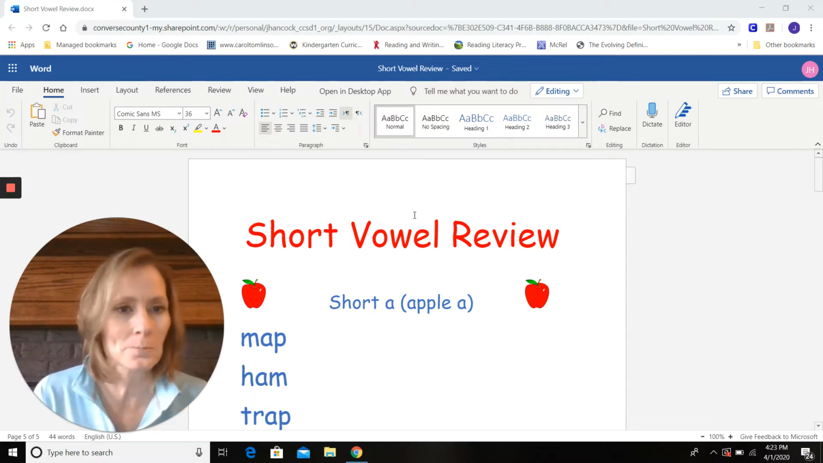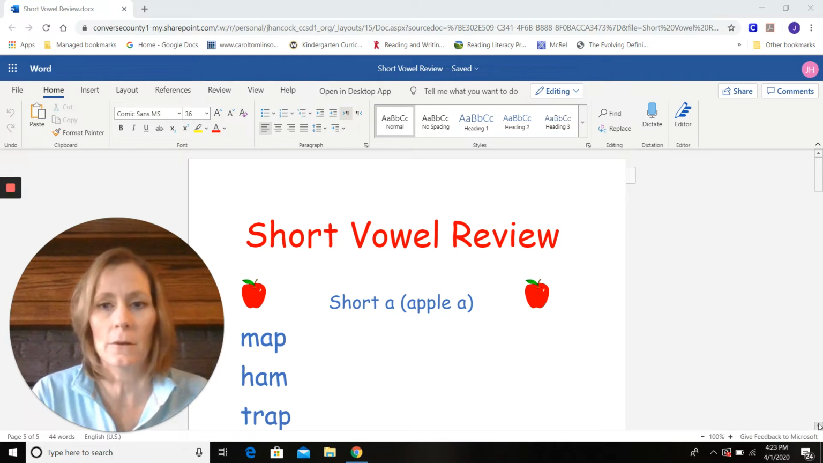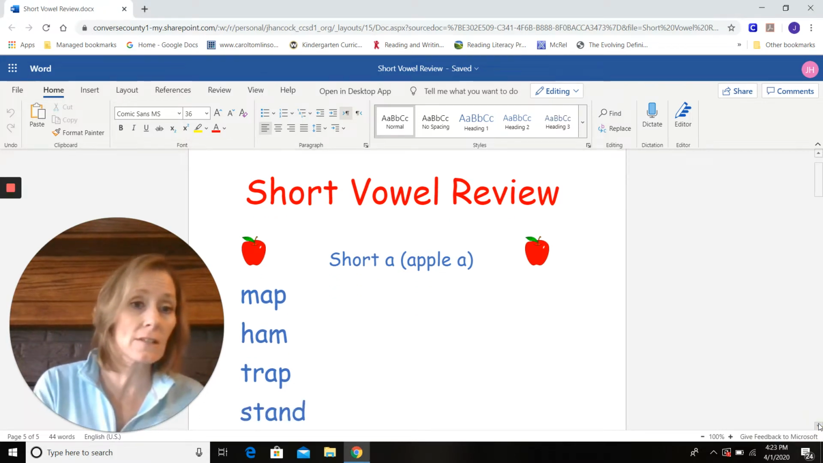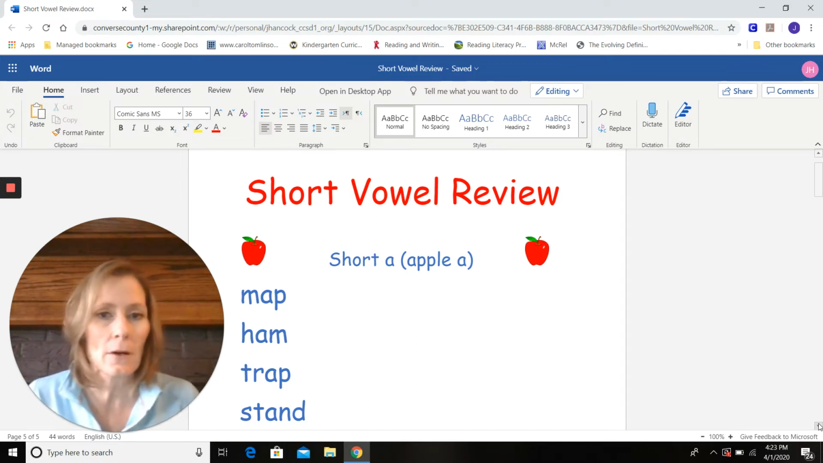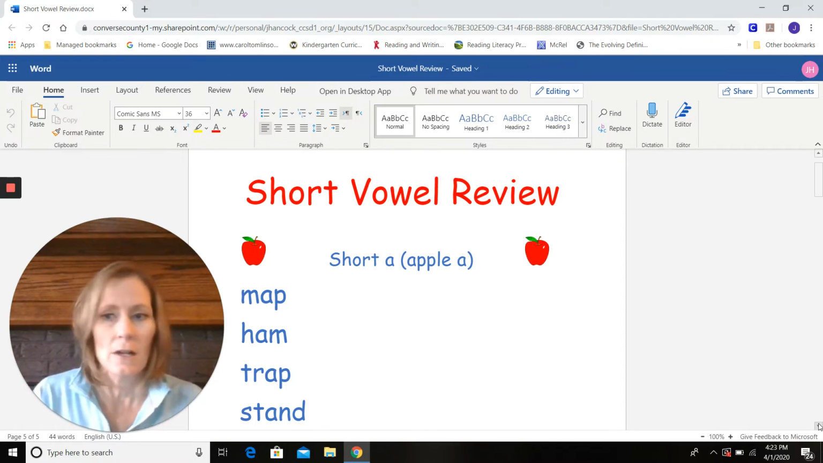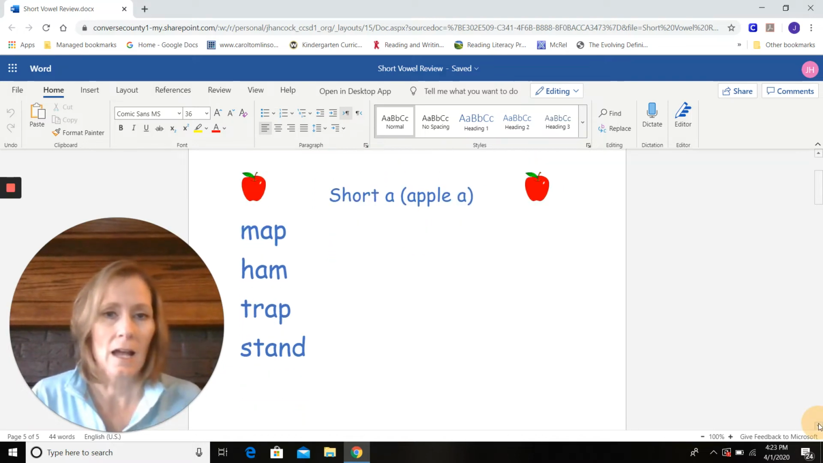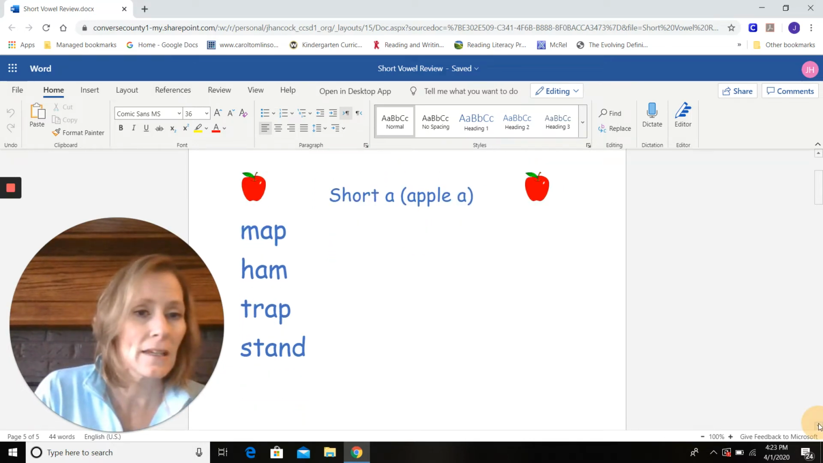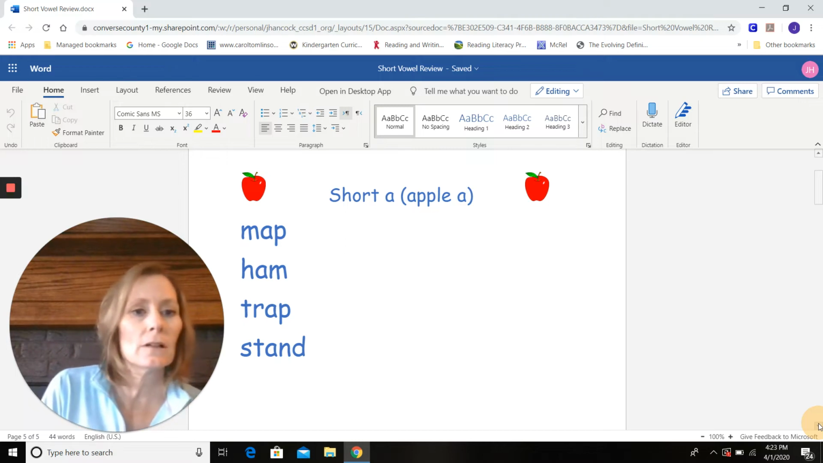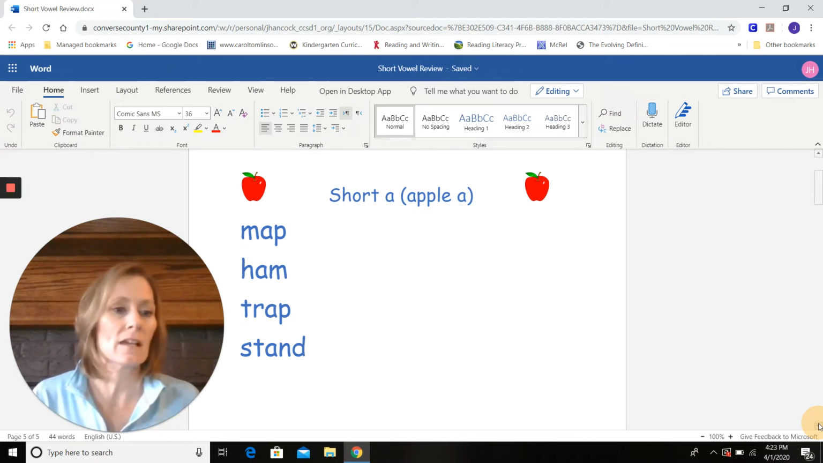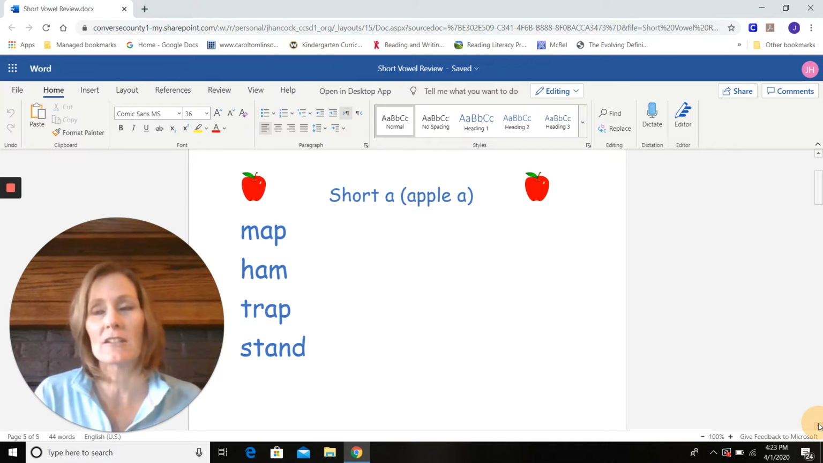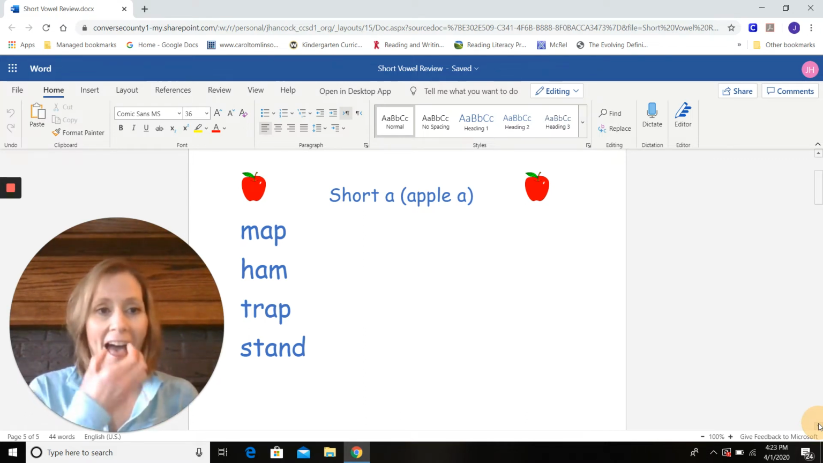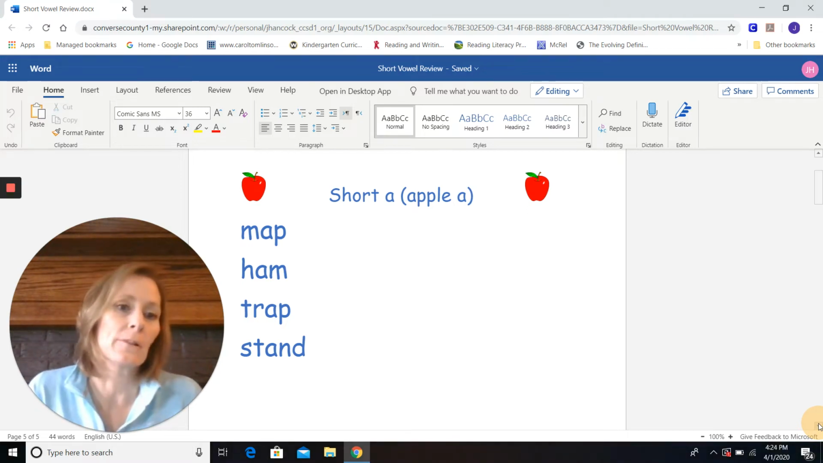So here we go. We're going to start off with some short vowel review. I know we've all done short vowels this school year, but because we had spring break and then a longer spring break, we thought it might be okay to go ahead and start with some review. So we're going to start off with short A. I call short A apple A because when you get ready to take a bite of an apple, your mouth makes the same shape as it does when you get ready to say the sound of short A, ah. So if you imagine taking a bite of an apple, you're going to make that apple A sound. Let's go ahead and look at our first word.